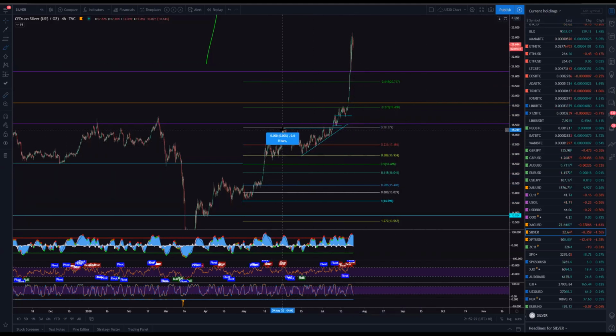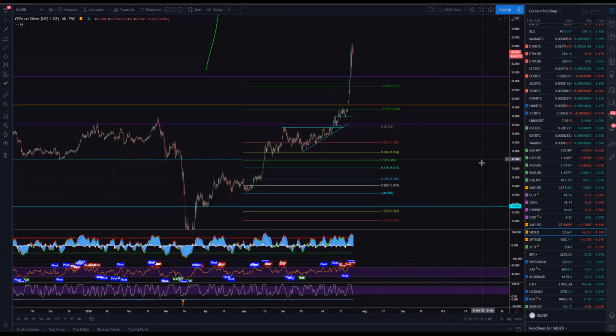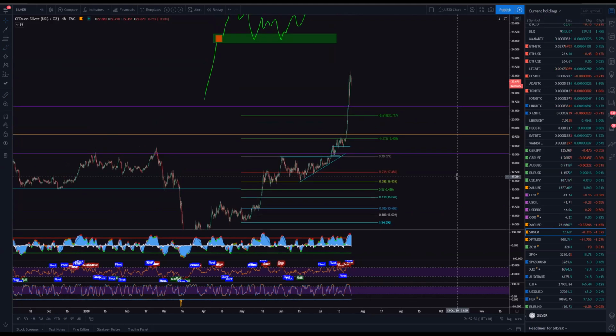But this took a month for this trade to play out. Like, we were watching this chart for over a month before we got the trade, right? So yeah.